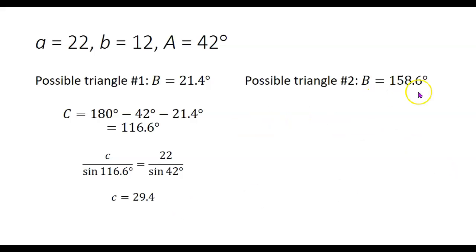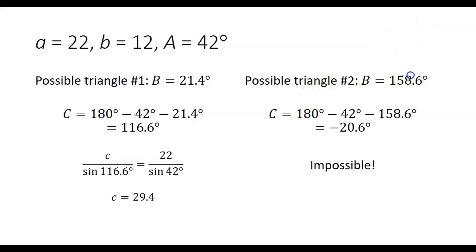What about possible triangle number two? That would be where B was 158.6 degrees. Then what about C? Well, that would be 180 degrees, minus A, which was 42 degrees, minus B, which was 158.6 degrees, but that comes out to be negative 20.6 degrees. Doesn't make sense to have a negative angle in a triangle. So right there we hit an impossibility. And so that second triangle, well, there isn't really a second possible triangle. So this is an example where there was only one triangle that fits these numbers.